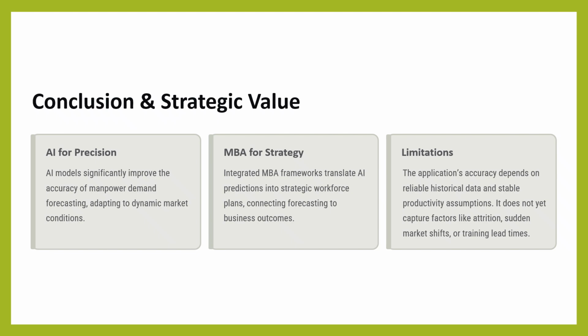Strategic value and limitations. This project demonstrates how AI and MBA frameworks together create real strategic value. AI provides precision forecasting that adapts to dynamic business conditions. MBA models provide the strategic lens, translating forecasts into actionable HR and financial strategies. However, there are limitations. Accuracy depends heavily on quality historical data. The model assumes stable productivity but does not yet account for attrition, sudden market changes, or training delays. These are opportunities for future improvements.